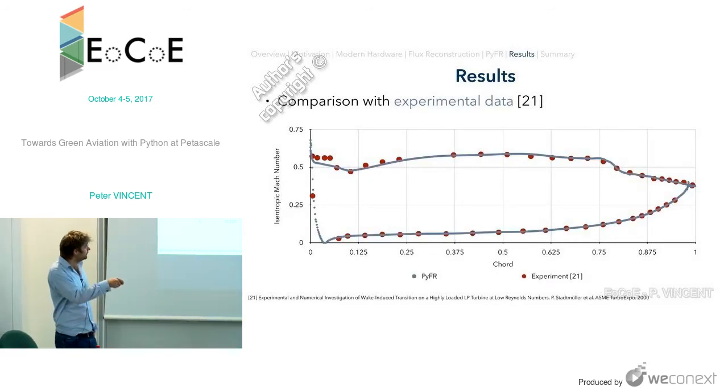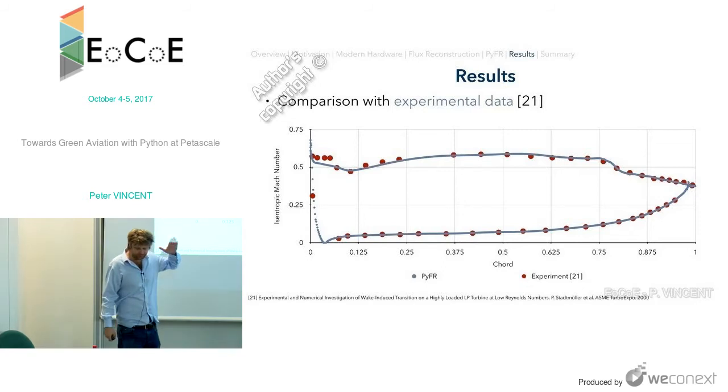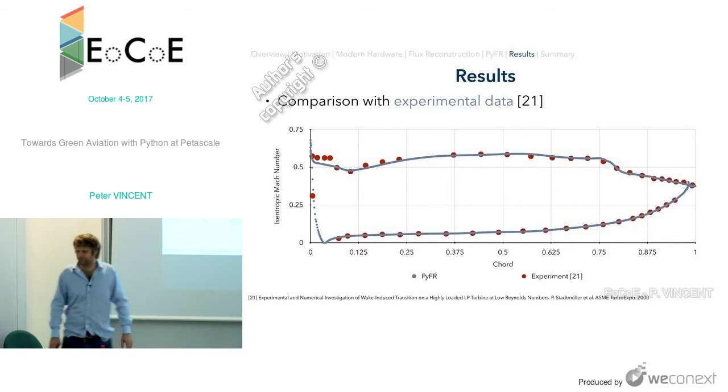So we get this very good agreement, including in this region where the flow separates and becomes turbulent. There's a slight disagreement on the leading edge, but apparently this is really sensitive to experimental error in the inflow angle. And so they let us off here.